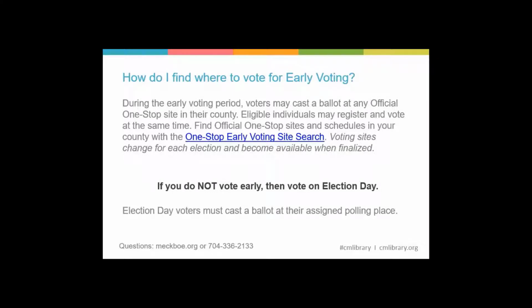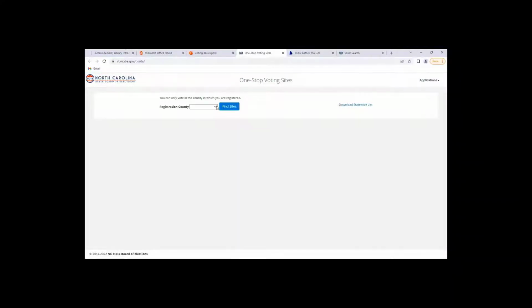If you do not vote early, then vote on Election Day. Election Day voters must cast a ballot at their assigned polling place. On the one-stop early voting site search, you will want to select your registration county and then click Find Sites.